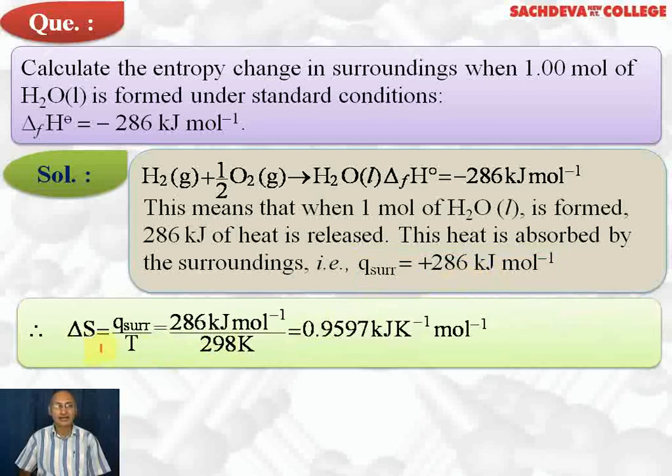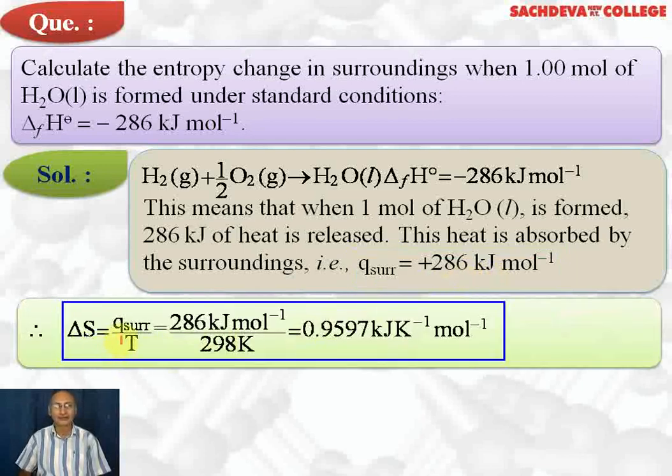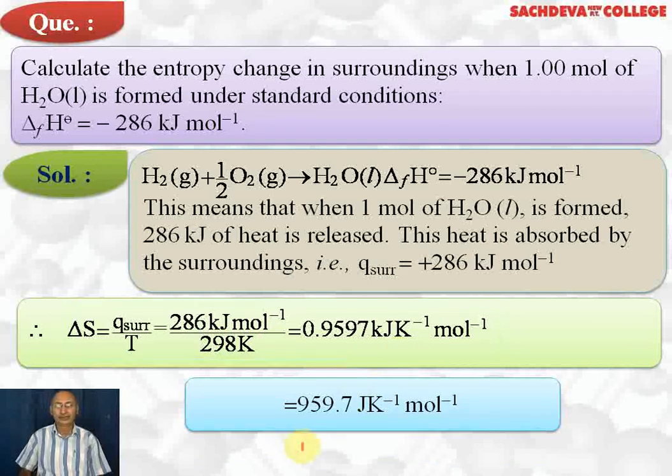We want to find out delta S of surroundings, which will be equal to Q of surroundings divided by temperature. Q of surroundings will come out to be 286 kilojoules per mole and temperature is 298 Kelvin. On division we'll get 0.9597 kilojoules per Kelvin per mole. We can also write it as 959.7 joules per Kelvin per mole. This is the entropy change in surroundings, which will have a positive value.